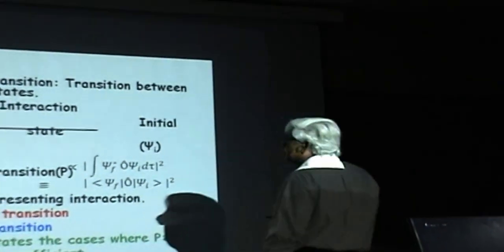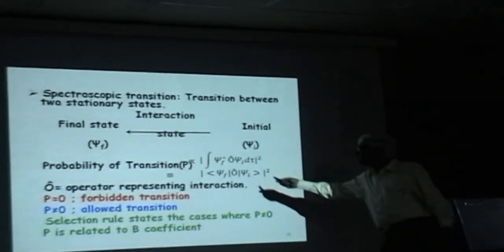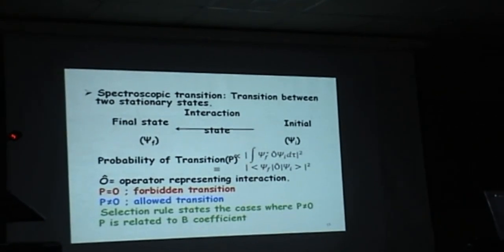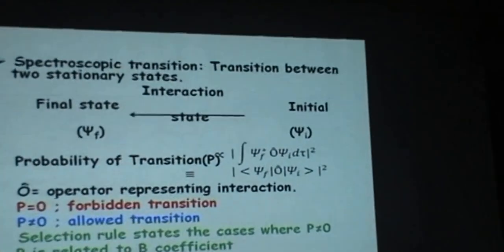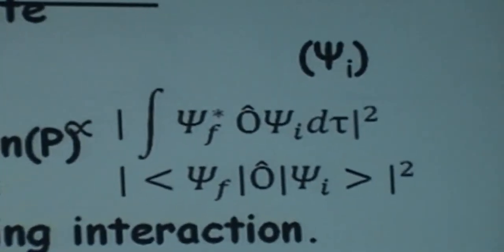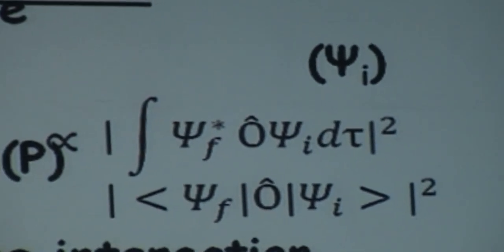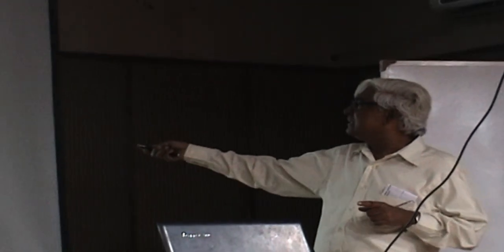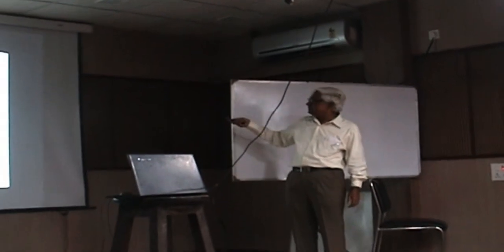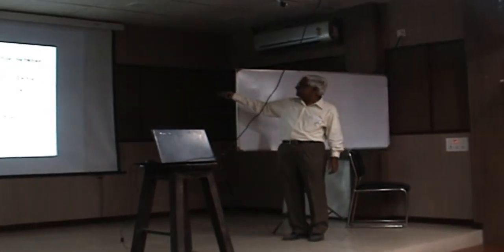Now if this probability is equal to 0, if this quantity is equal to 0, we say that the transition will not take place. If it is not 0, this is an allowed transition. If it is large, then there is a larger probability for transition. And this P equal to 0 is the forbidden transition. Using this condition that the integral is equal to 0, one can arrive at the selection rules. Every spectroscopic transition has selection rules, and these are derivable from this condition that this integral is equal to 0.